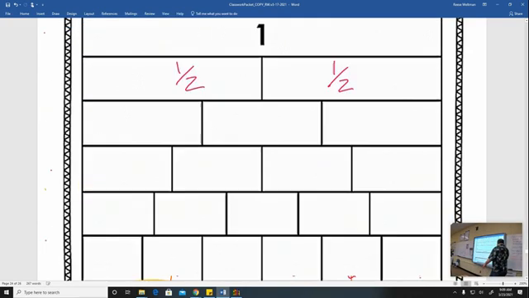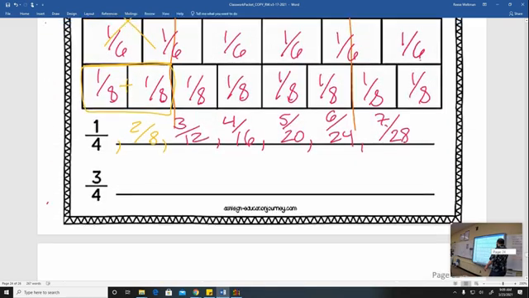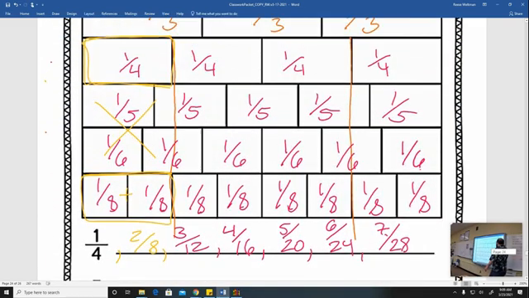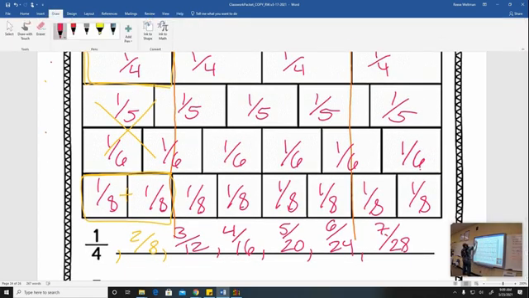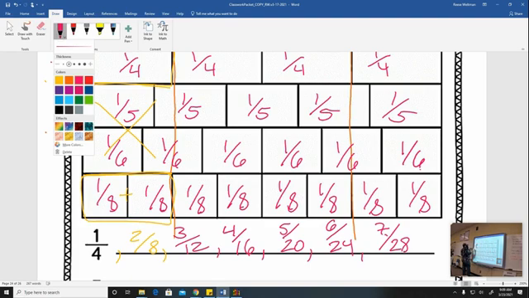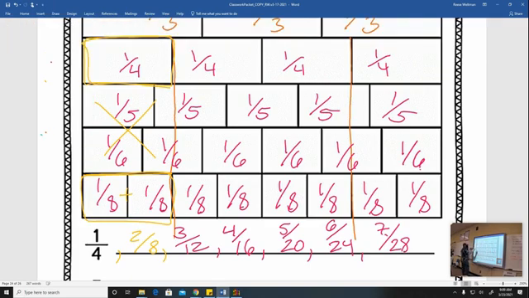Now let's look at 3/4. It's going to be a little bit different. So with 3/4, now we drew a line straight down from the 3/4 section, right? So let's take a look. Now we want all 3 of these.